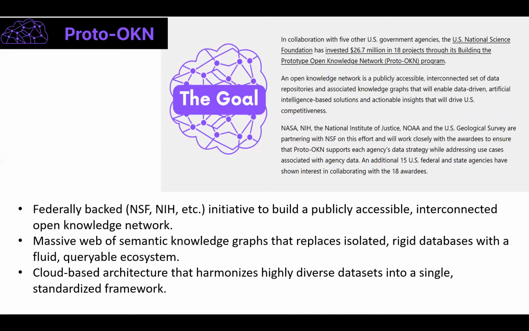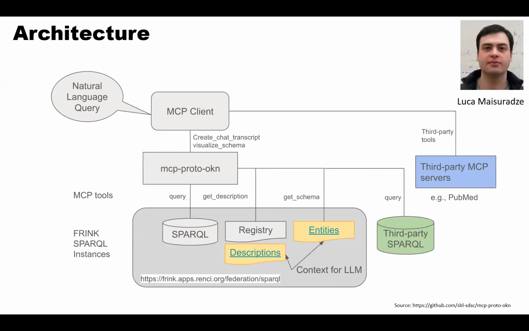It's a massive web of semantic knowledge graphs that replaces these isolated silos and rigid databases in a queryable ecosystem. How do we do that? Well, we have to encode it in a certain way, and I want to talk a little bit about that. Those of you who are not data scientists may not be as excited by this, but the architecture here is very straightforward. It's an idea that you can allow natural language query to an MCP client. This is the underlying background, but it allows these knowledge graphs to be encoded and enabled for SPARQL query. They're all encoded in an RDF database and exposed to you. That's the architecture that all of these resources in Proto-OKN are anchoring to.